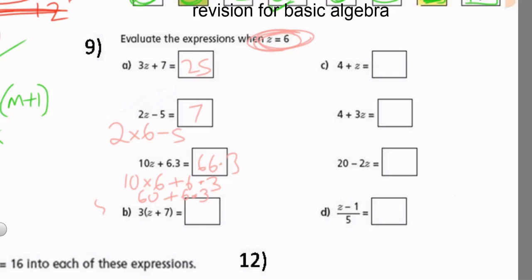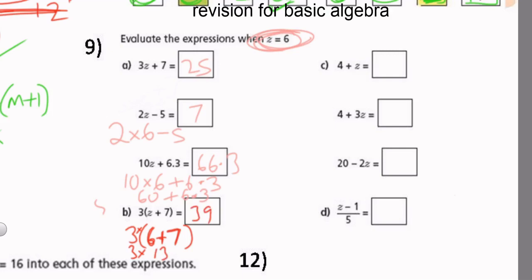Next question, question B, that's 3 multiplied by, replace the z with the 6 plus the 7. Remember, there's an invisible times sign between the number and the bracket. So do what's inside the bracket first. Remember BIDMAS, do what's inside the bracket first. We have 6 add the 7 makes 13. So we have 3 times 13, 39.